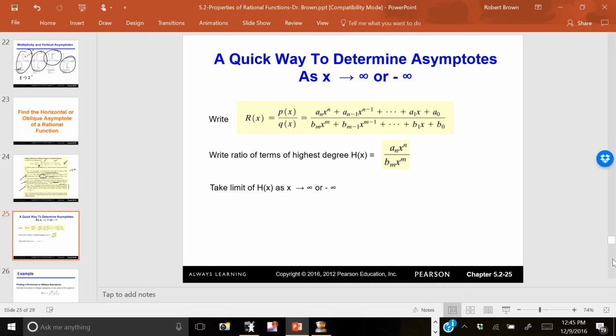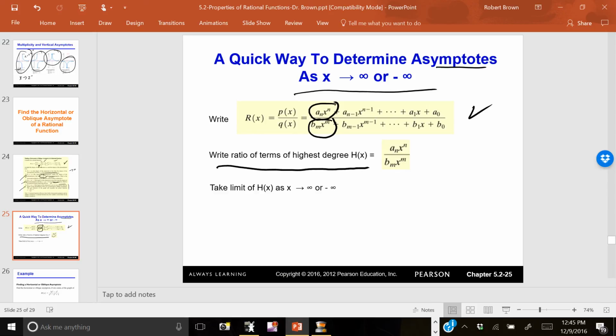Now, a really quick way to determine asymptotes as x approaches infinity or minus infinity is to write down the rational function. And you will recall that for a polynomial, as x gets large, it's dominated by the terms with the highest coefficients. So write down the ratio of terms of highest degree, and then take the limit of h of x as x approaches infinity or minus infinity. Let's just do an example.